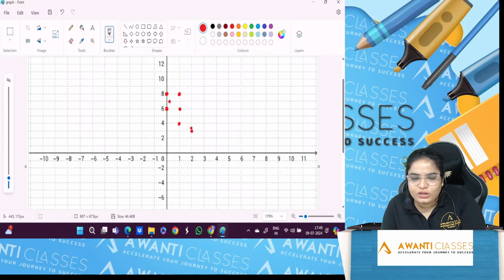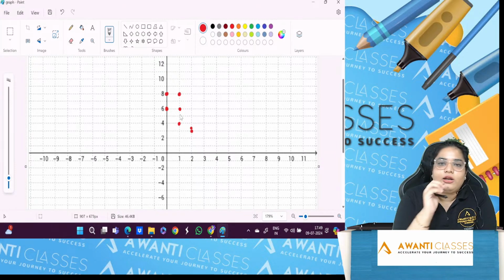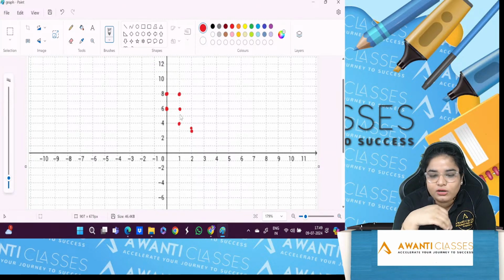So where should I draw the line? Will I draw the line like this, like this? Where will I draw the line? Can I draw a line? We need a straight line. Here there is one jalebi happening. Jalebi line we can't make. So how will we make?